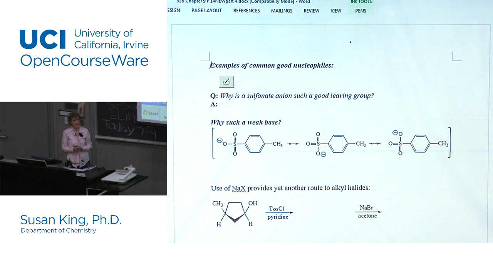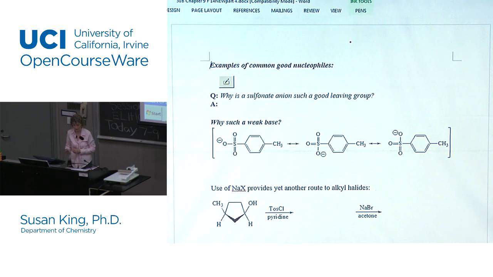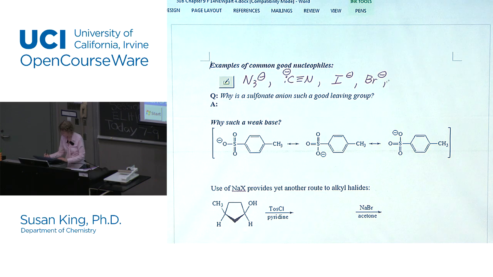So we left off last time talking about making tosylates in order to turn an alcohol into a good leaving group. Once you make a tosylate, then you can react it with any of the nucleophiles we talked about in chapter 7. Examples of common good nucleophiles would be N3 minus, cyanide, iodide, bromide, HS minus.